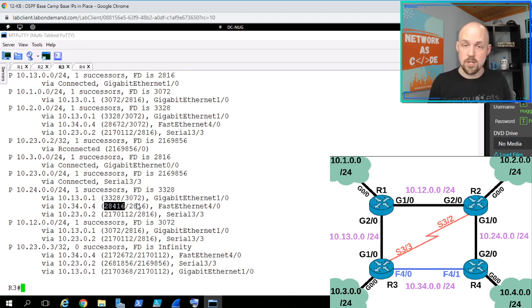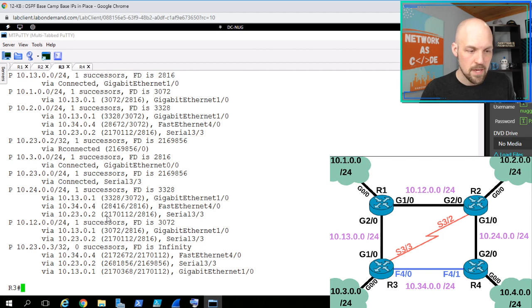Well, look at the topology. That is a Fast Ethernet link, and a Fast Ethernet link is 1/10 the bandwidth of a gig. And so my distance from router 3 to router 4 is like 25,000. So I'm going to add my 25,000 to what's being advertised, the reported, right? The 2816. So I add those two numbers together and I get this 28,416. So that is my distance to get to that network via router 4.